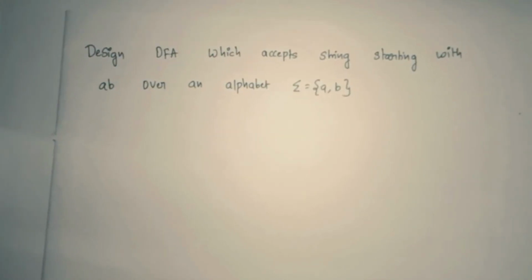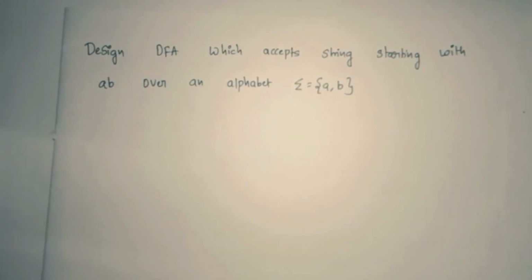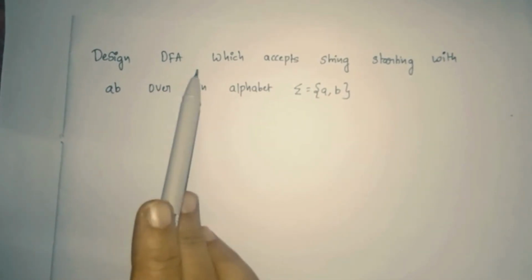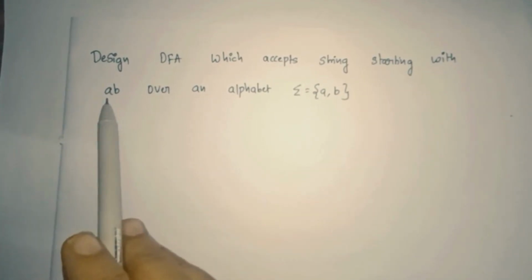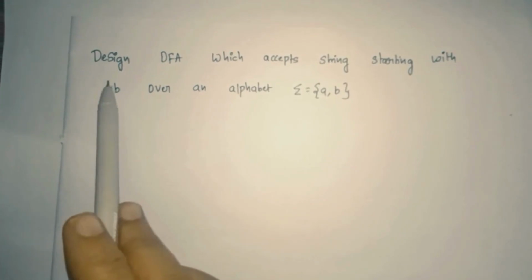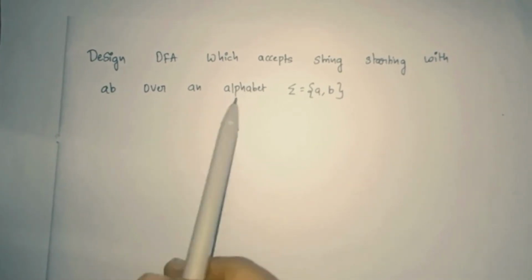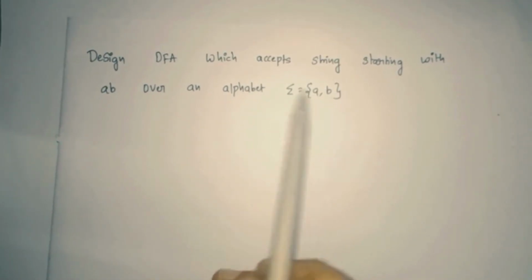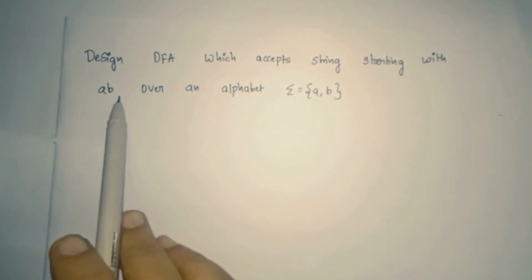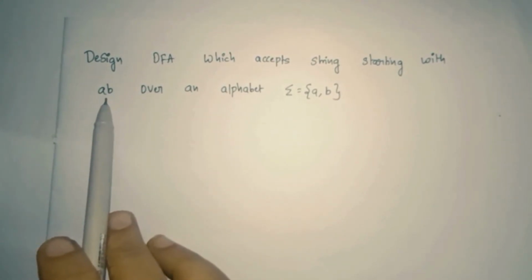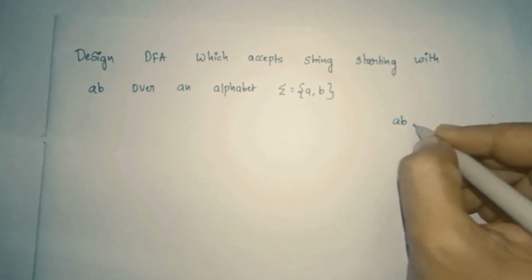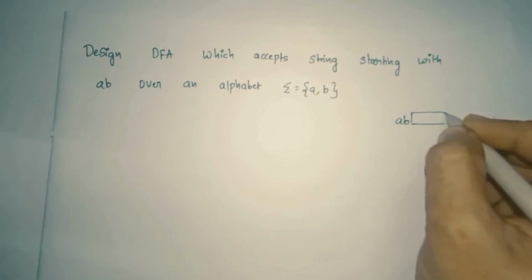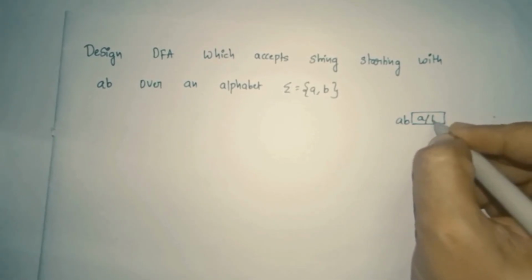Hello everyone. Today we are going to discuss the design of a deterministic finite automata which accepts strings starting with AB. Whatever string we take, it should start with AB over an alphabet sigma equals {A, B}. So according to our question, we should design a DFA in such a way that it accepts a string starting with AB. Starting with AB means it should have AB followed by any number of A's or B's.